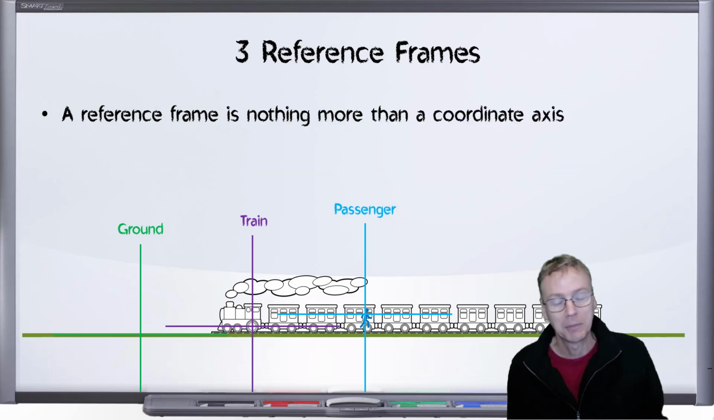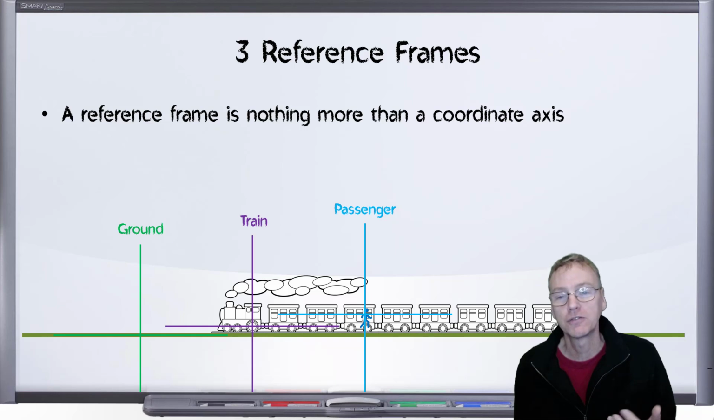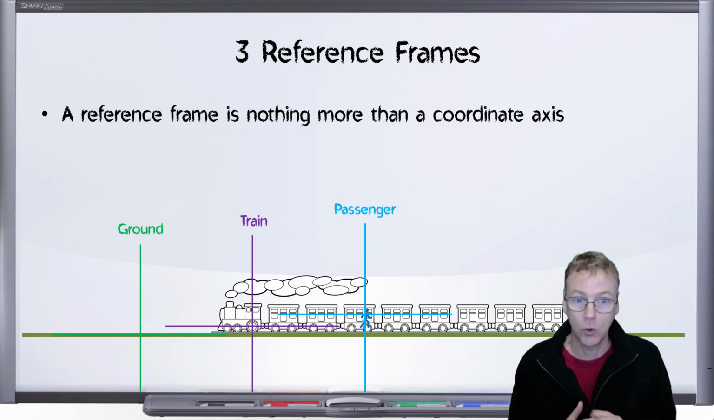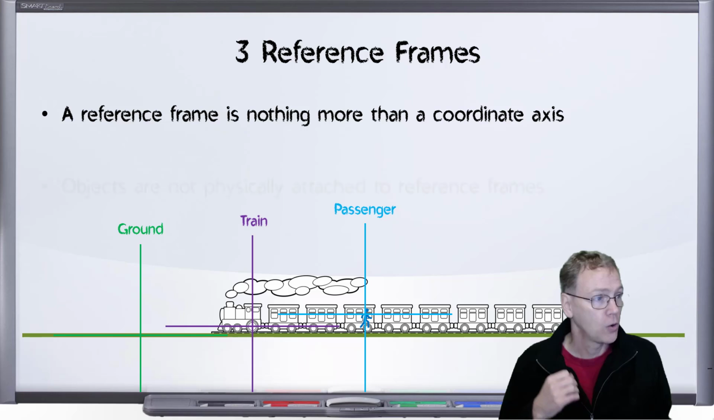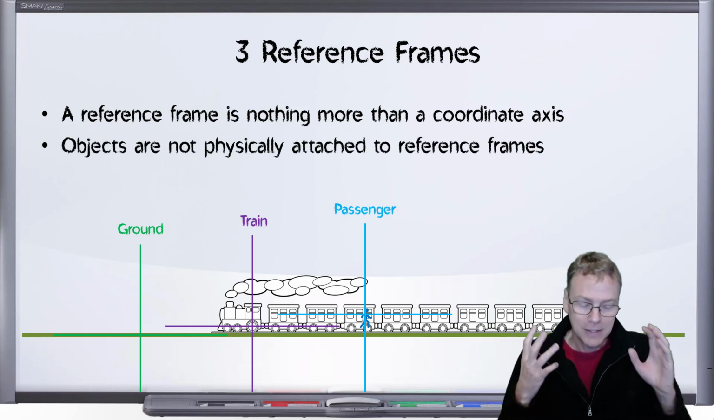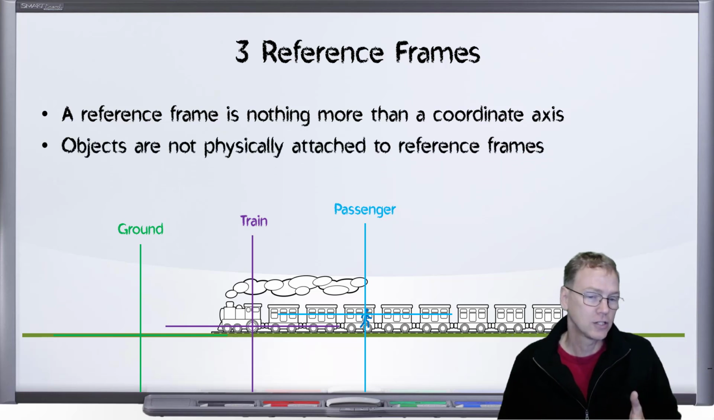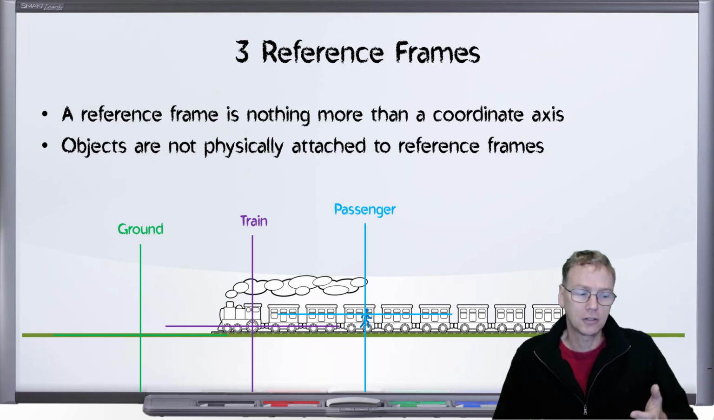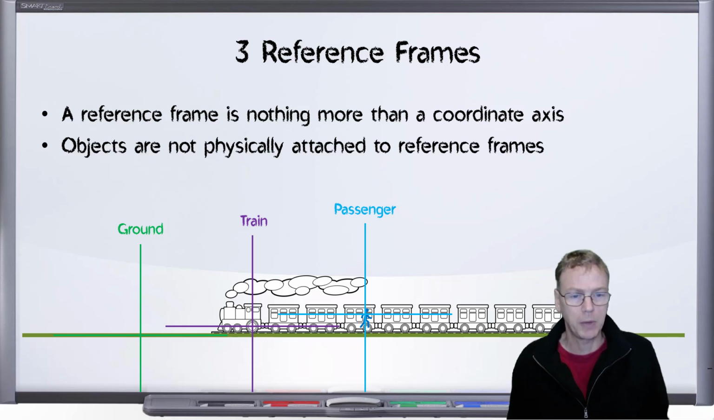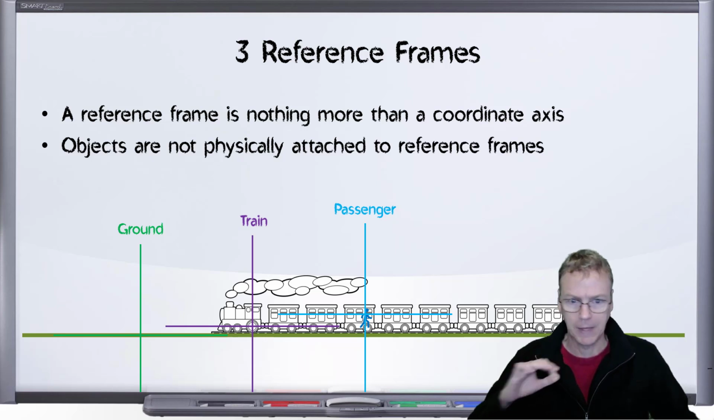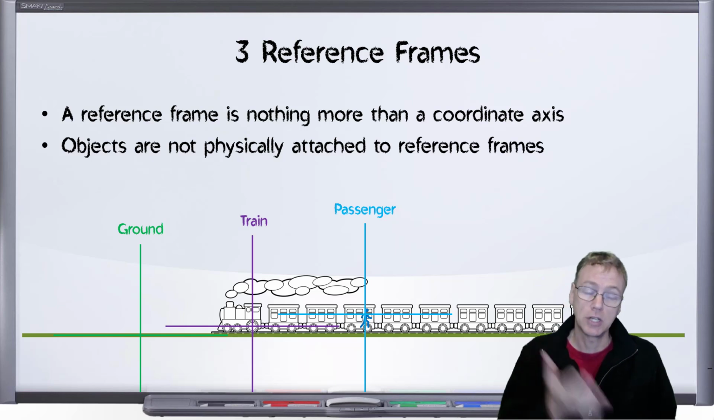Explanation. Remember, what is a reference frame? A reference frame is nothing more than a coordinate axis. So it doesn't make any sense to say the passenger is in a coordinate axis. The passenger is not a mathematical number. The passenger is a person. The passenger is an object, right? And objects are not physically attached to reference frames. That's not what a reference frame is. A reference frame is just a coordinate axis.